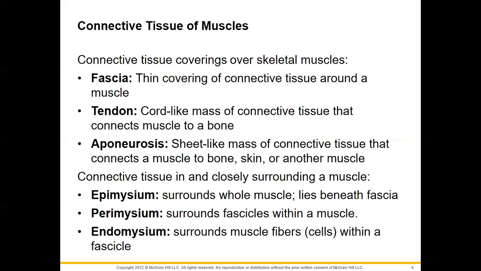You have the perimysium that surrounds fascicles within a muscle. We'll talk about what fascicles are shortly. And then the endomysium is deep to that, or inside of that, and this surrounds your muscle fibers. Remember, I said in a previous video that when we are talking about the individual muscle cells, we will start to call those muscle fibers. So each of those muscle cells, each of those muscle fibers, are surrounded by endomysium inside of a fascicle.